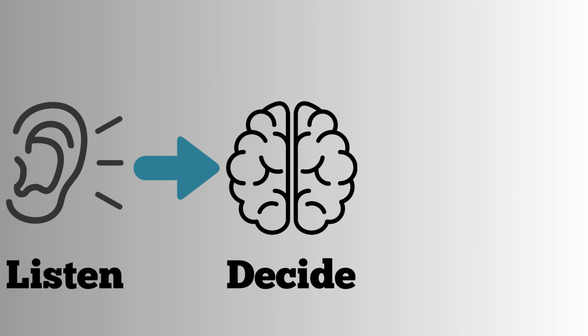Let's start with the basics. What exactly is an AI agent? In simple terms, an AI agent is software that doesn't just respond to you, it actually takes action on your behalf. Think of it as moving from a passive chatbot that only gives answers to an active digital helper that can listen, decide, and act.